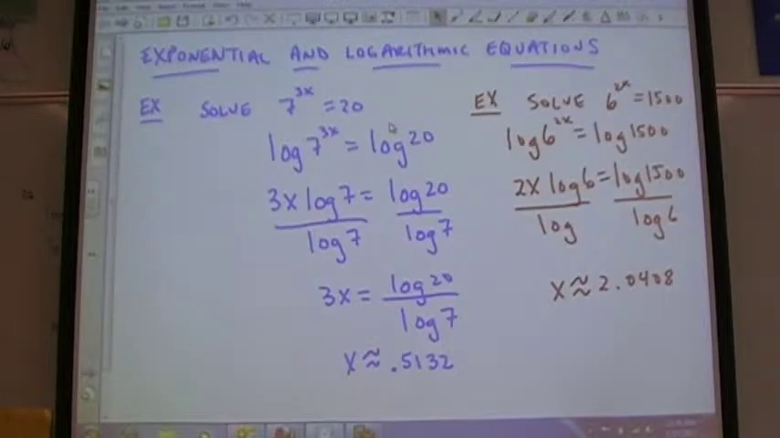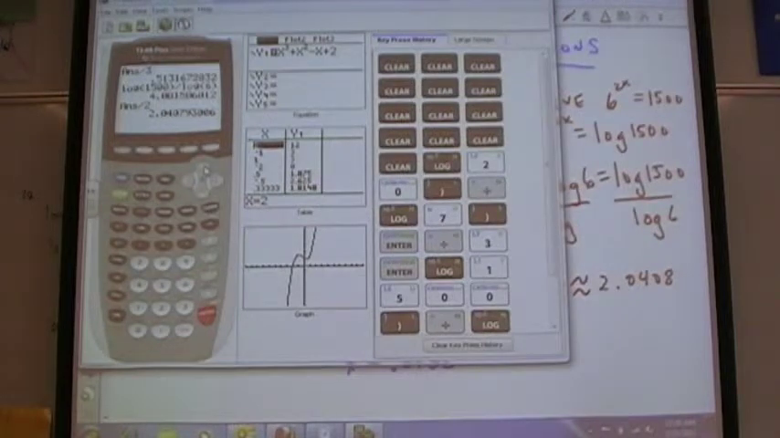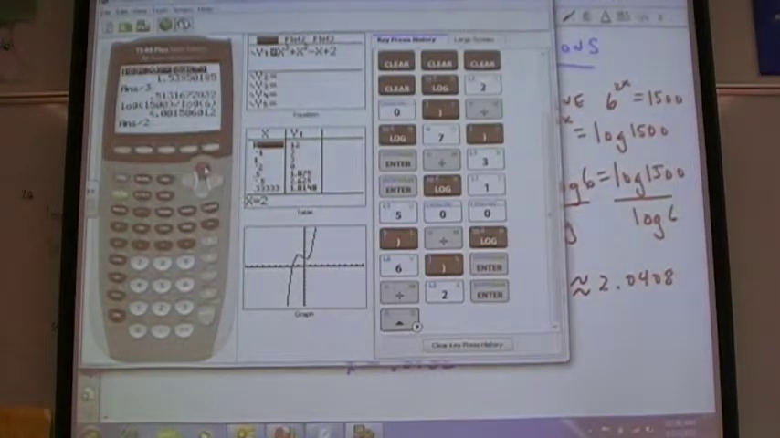At that point, you need your calculator. So get out your calculator and you will type that straight into your calculator. We don't have a base number, so we're okay. So you would type in log 20, just like I have up here. Log 20 divided by log 7, and you end up with 1.539 and so on.